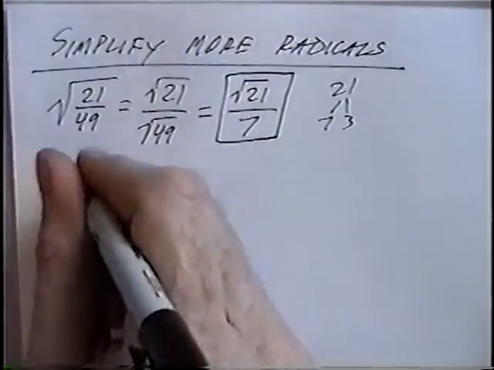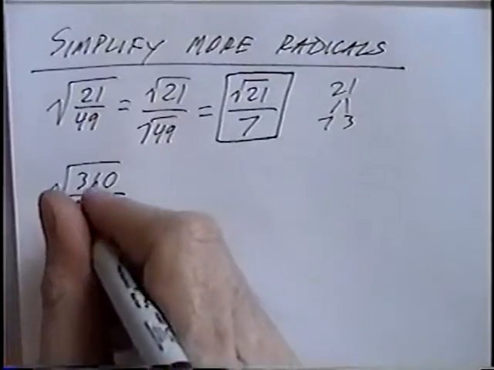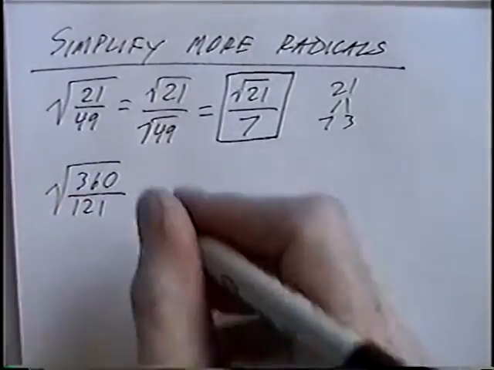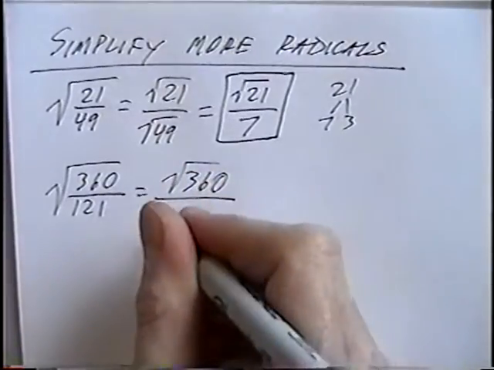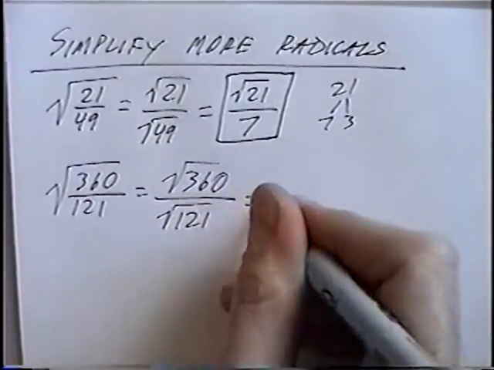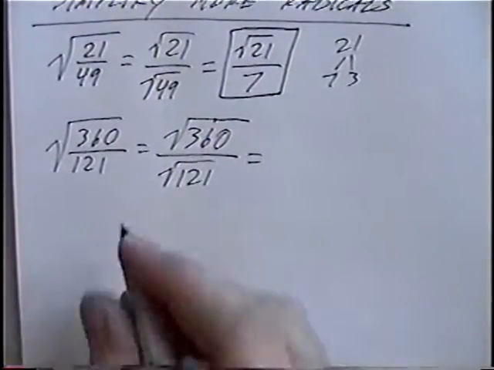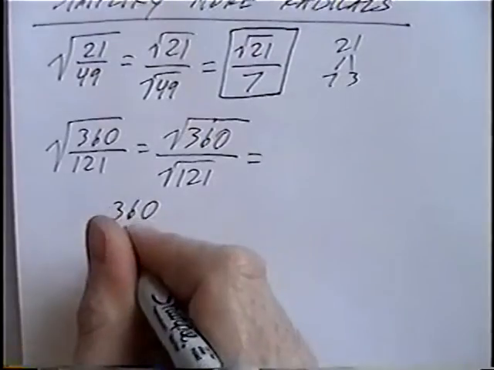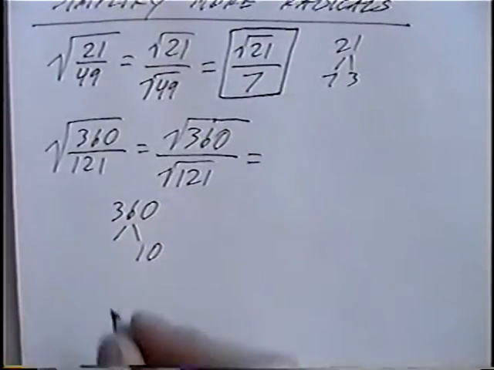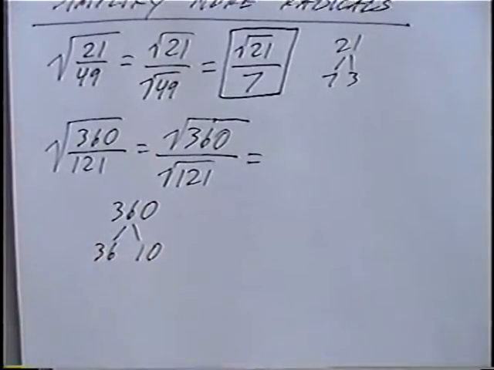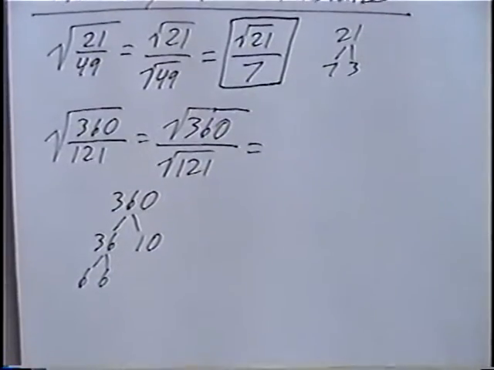Next question is radical 360 divided by 121. And again, you can take the radical of the top number and also a radical of the denominator. In this case, 360 we can factor. When a number ends in 0, that would be 10 times the number. In this case, 10 times 36. 36 would be 6 times 6.